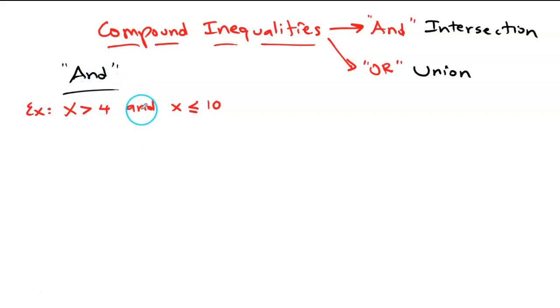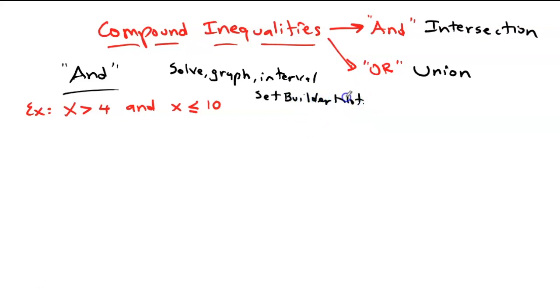That means I put an and in between the two inequalities, and then the idea is the same. I need to solve, graph, and write interval notation and set builder notation. Let's finish that word, set builder notation. All right, cool. So let's solve this one.